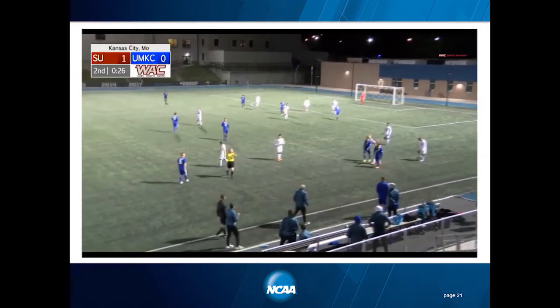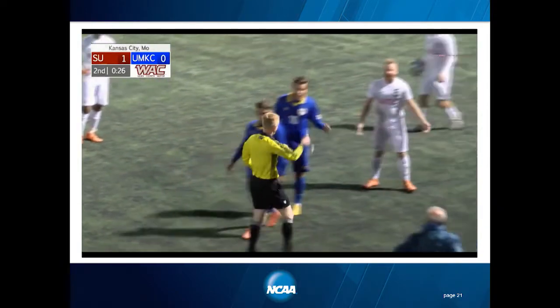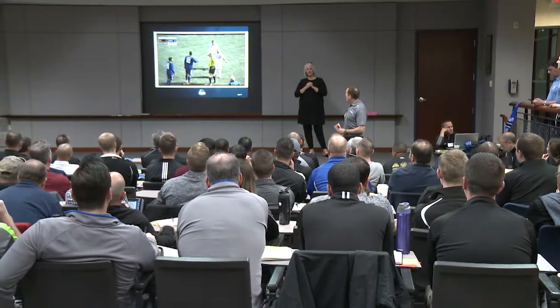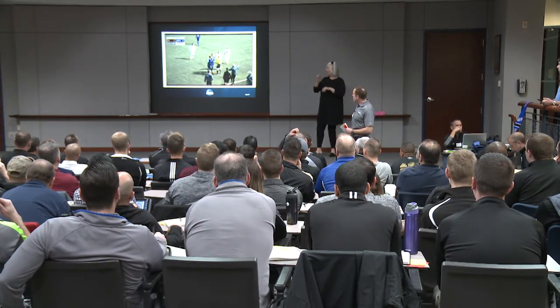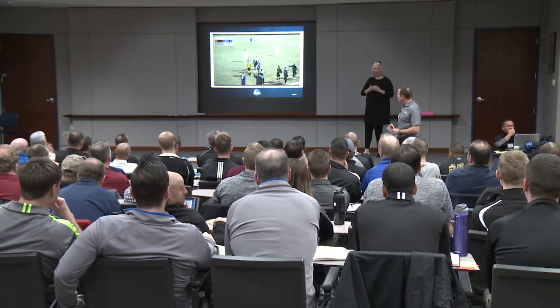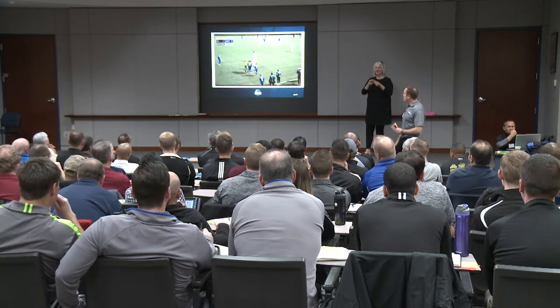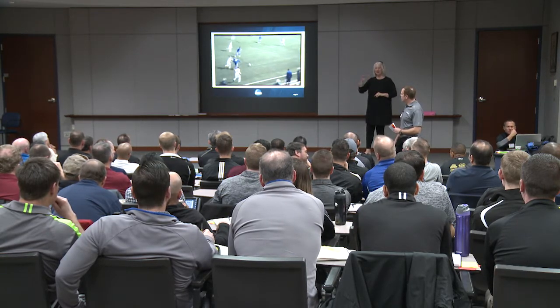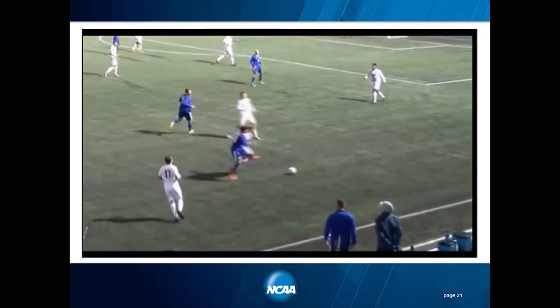So the blue jersey player, number 20, swings and makes contact with number 5. He's sent off. I think the referee handles this well. This was written up as a fight against number 20 of UMKC, and there was a protest on this. Number 19, I meant.